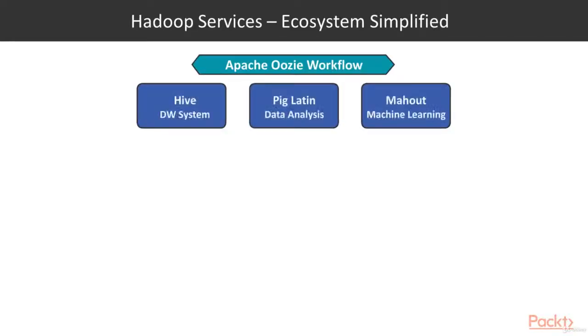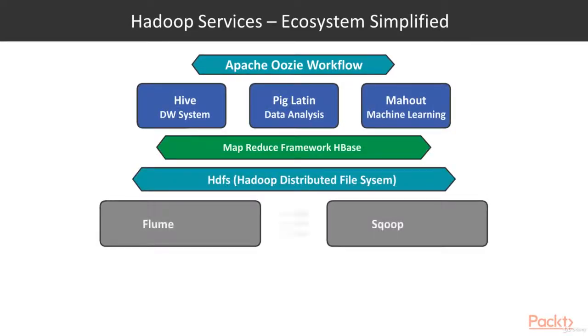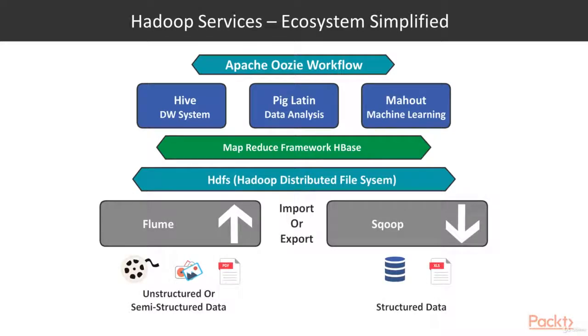So, services overview. If we look at a very simplified ecosystem of Hadoop, we might have, let's say, a file system which is HDFS. I may have a tool which is Flume, which is for pulling unstructured or semi-structured data, or I can have Sqoop, which is for pulling structured data. On top of that, I can have MapReduce, I can have HBase, I can have a data warehousing solution like Hive, I can have data analysis with Pig Latin, or I can have a very complex setup like this.